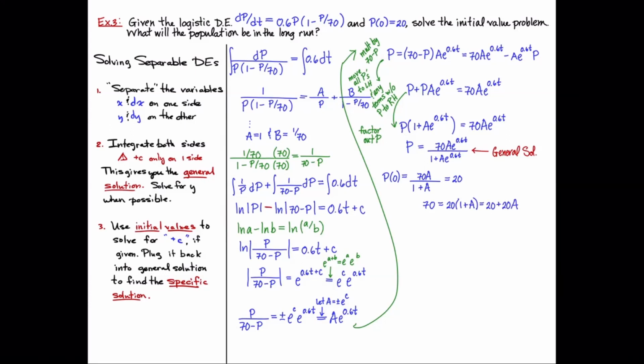Let's subtract 20 from both sides of this equation, giving us 50 is equal to 20A. And solving for A, we have that A is 5 halves. Did I say 5 halves? Thank you. I knew it was off. I lost that A next to the 70, and that makes it now flipped. So let's subtract 20A from both sides of this equation, giving us 50A equal to 20, and solving for A, we have A as 2/5.